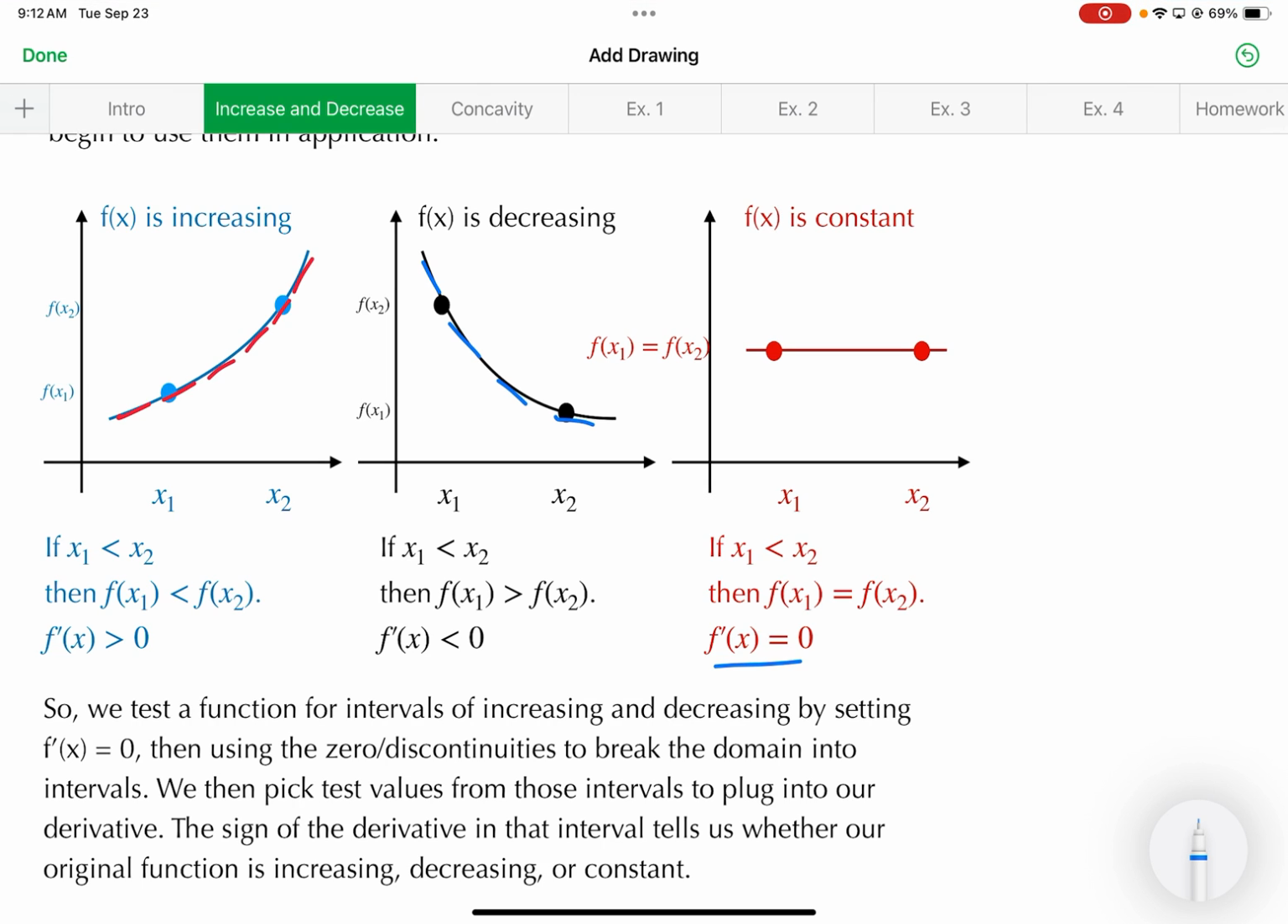So what I'm going to do is give you guys a function, and I'm going to say, hey, tell me where your function is increasing and tell me where it is decreasing, okay?